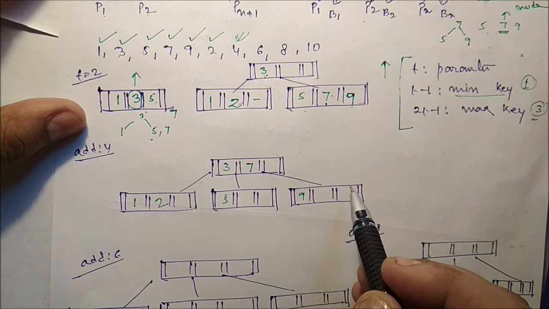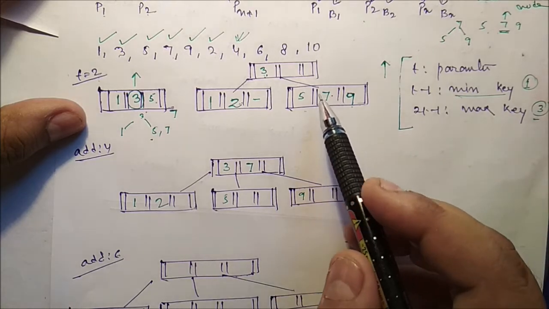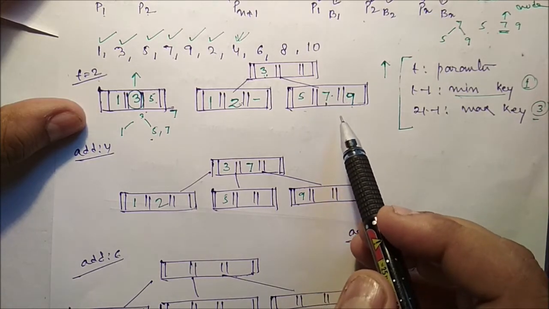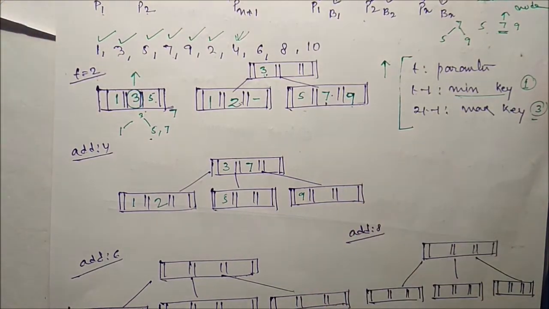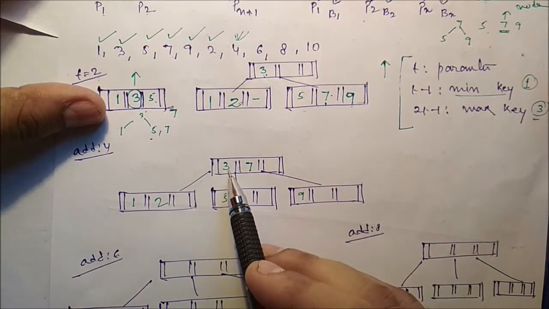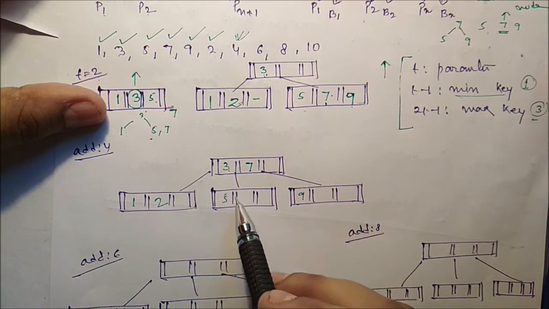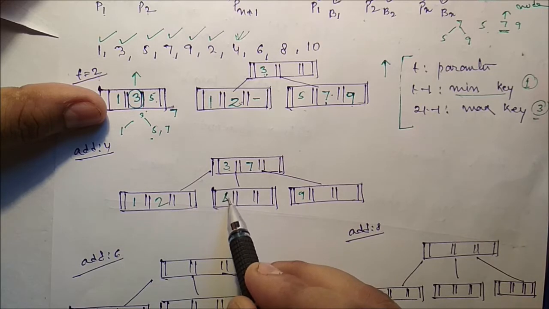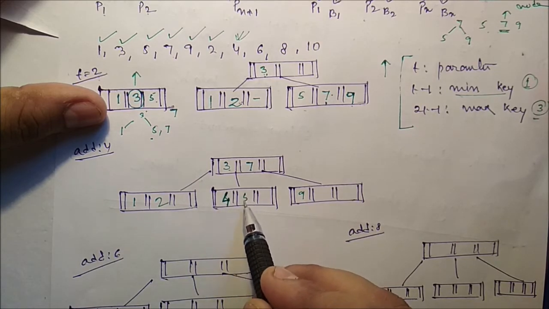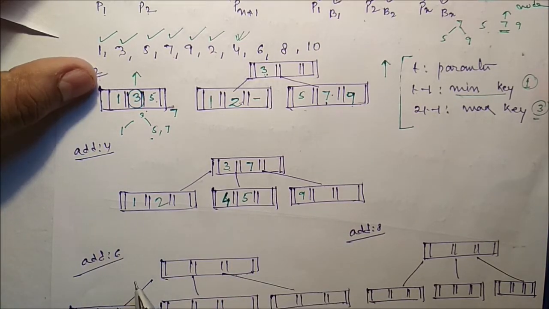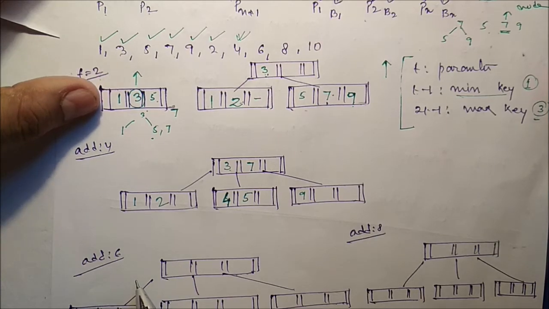And after that we want to add 4. So where can you add 4 here? If you want to add 4 here, 4 is what? Greater than 3 and less than 7, so 4 must be here. So first we have to store 4, then you have to store 5. Are you getting this one?